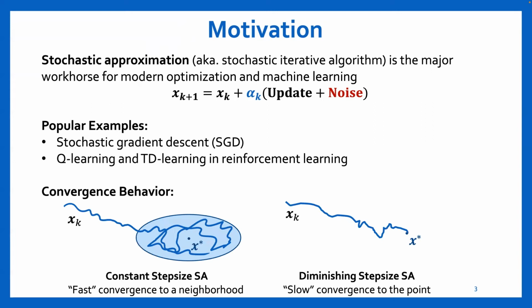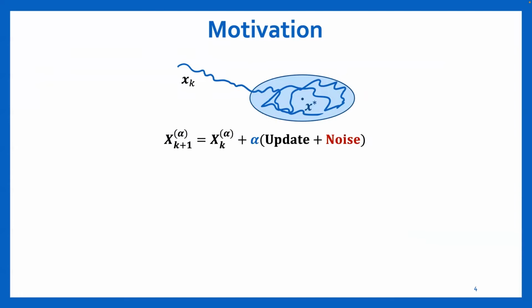In order to achieve asymptotic convergence, we should use diminishing step sizes, to be specific, non-summable but square summable step sizes. In this case, we have asymptotic convergence to the point. However, the convergence rate will be slower compared to using constant step size. Because of that, constant step size stochastic approximation algorithms are more preferred in practice. So in this work, we studied constant step size stochastic approximation.